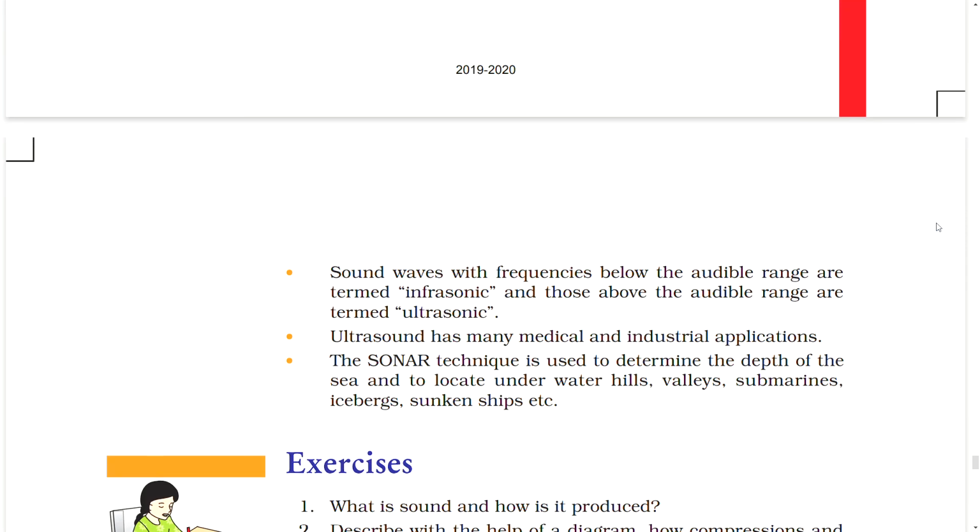Sound waves with frequencies below the audible range are termed infrasonic, and those above the audible range are termed ultrasonic. Ultrasound has many medical and industrial applications. The sonar technique is used to determine the depth of the sea and to locate underwater hills, valleys, submarines, icebergs, sunken ships, etc.